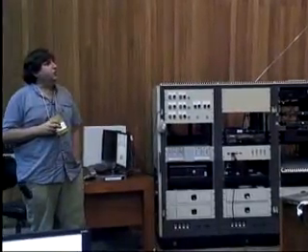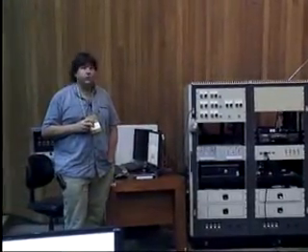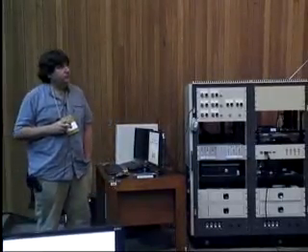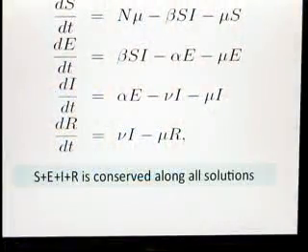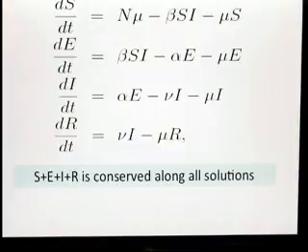So this is the system. Now it's 4 equations. And again, if you add the 4 left-hand sides, you get how the total population size is changing. If you add the 4 right-hand sides, you get 0. So again, the total population size is conserved.